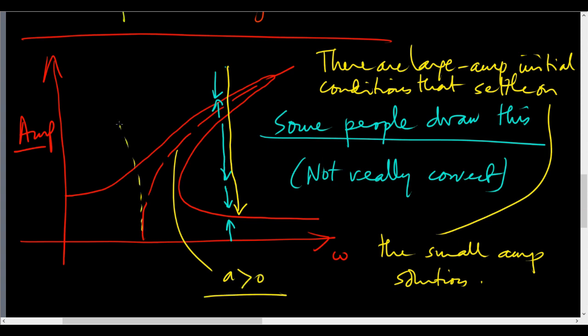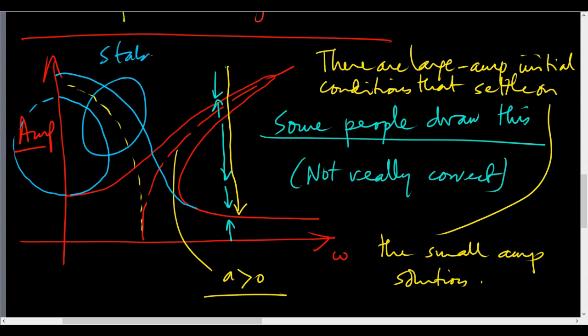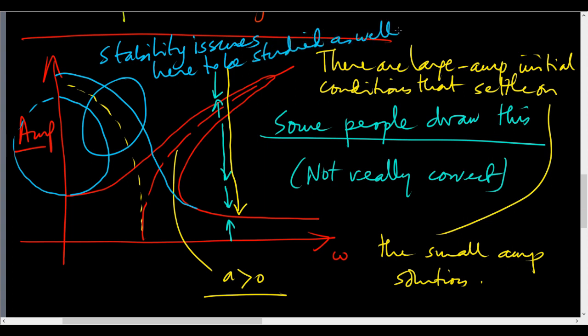Okay, what happens if instead of a greater than 0, that nonlinearity is positive, what happens if a is less than 0? Then it bends this way. When it bends this way, some funny things can happen. This can go like this and actually turn around. It exists over there. Strange things can happen, and there are stability issues here to be studied as well. But we are focusing today on this one, a greater than 0.